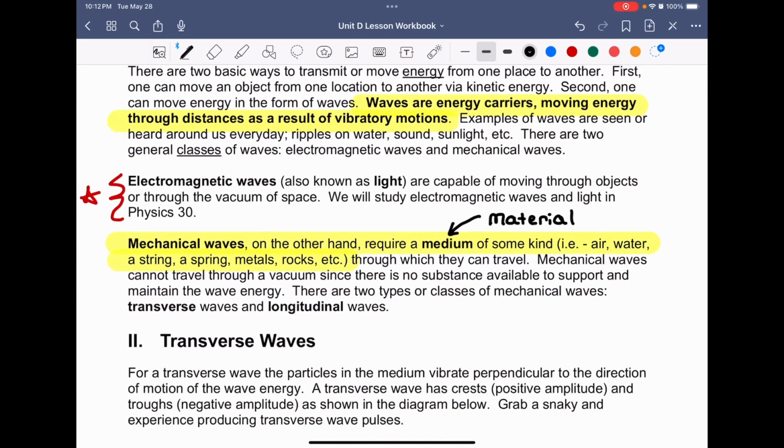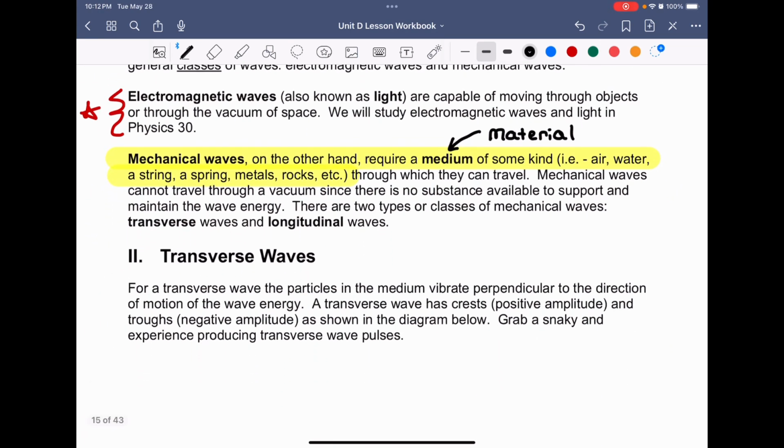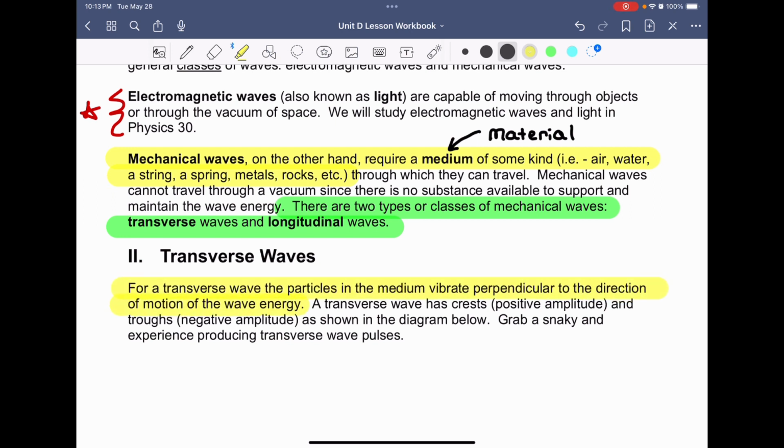Okay. Now, if we know mechanical waves involve some sort of medium or material that's transmitting this energy, then we can break it into the following two types, which we're going to get very specific on. The two types of classical mechanical waves are transverse waves and longitudinal waves. Starting with transverse waves, these are the waves whose particles vibrate perpendicular to the direction of the motion of the wave energy.